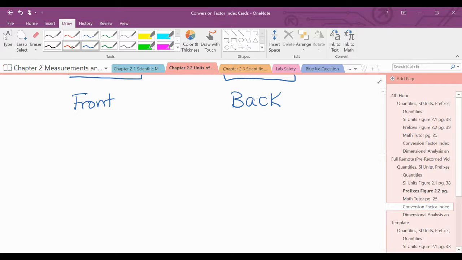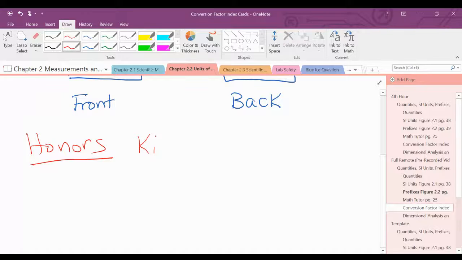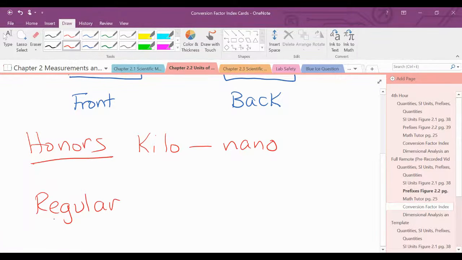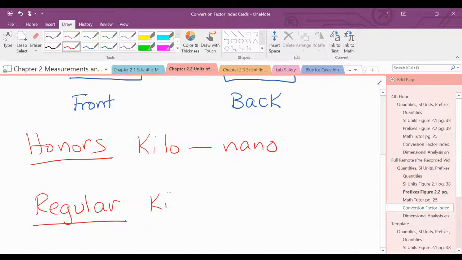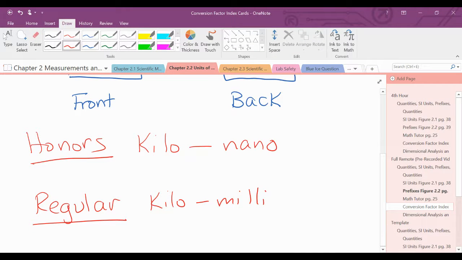So if you're in honors, your index card should be kilo through nano. And if you're in regular, your index card should be kilo through milli. And we'll use these when we do some practice in class. If you're in my full remote class, then we'll use these as we go through the practice that we're going to do in the next lesson.